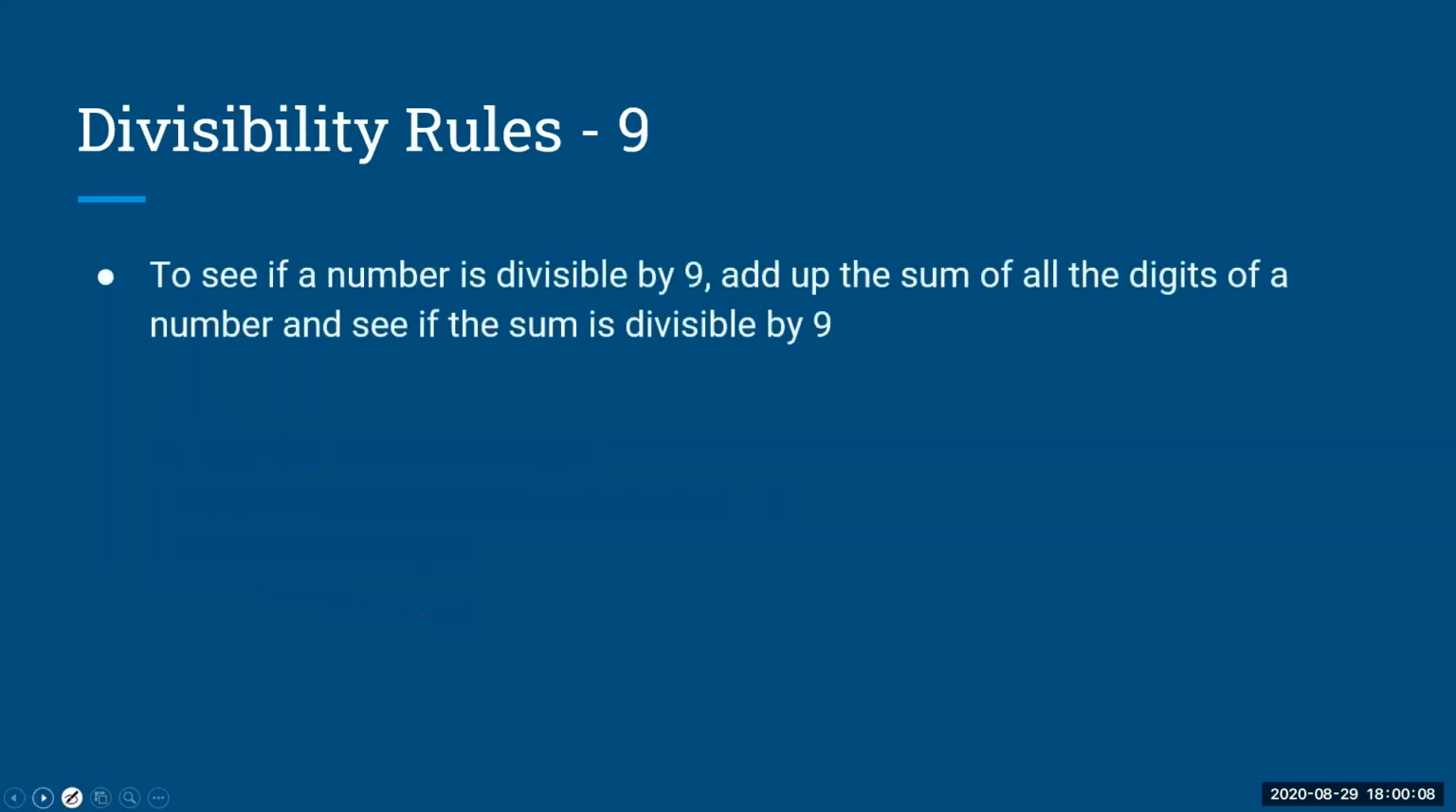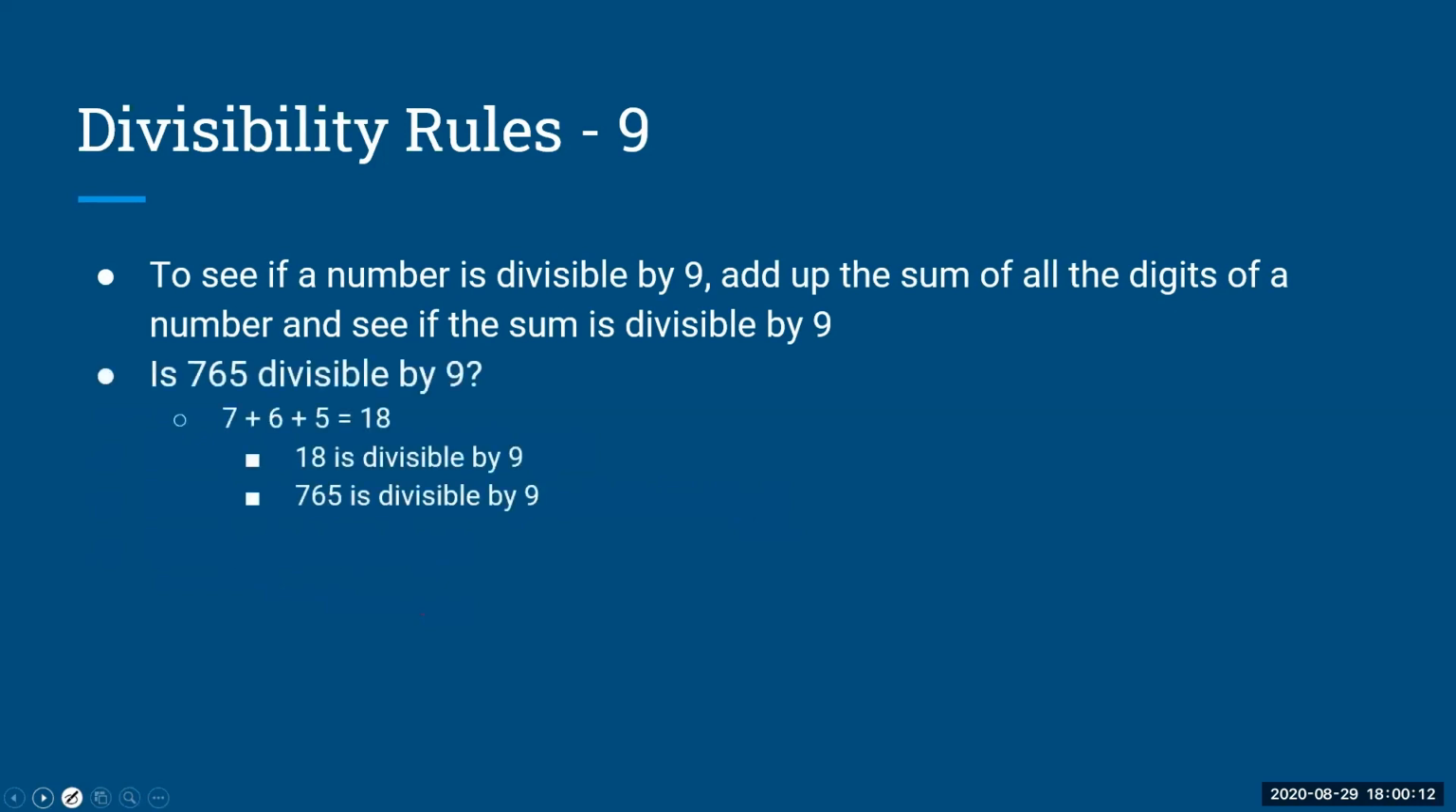All right, 9. See if a number is divisible by 9. Same thing as 3, except it's a little different. Actually, it's the same thing. You add up the sum of all your digits and see if it's divisible by 9. So 765, well, obviously, because I put that in an example, 18 is divisible by 9. So 765 is divisible by 9.